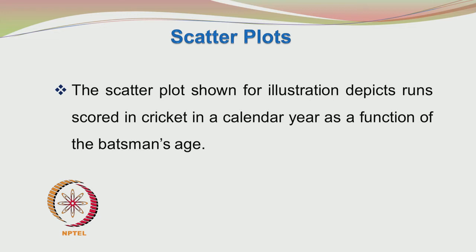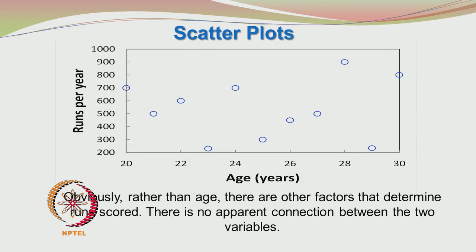Let us say that we are looking at a batsman's performance over the years, and we want to show runs scored in a calendar year as a function of the batsman's age. Whether the batsman is getting better with age, or he is getting worse with age, or he goes through an optimum phase before beginning to fade out.